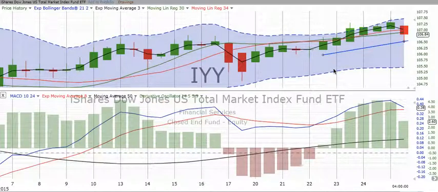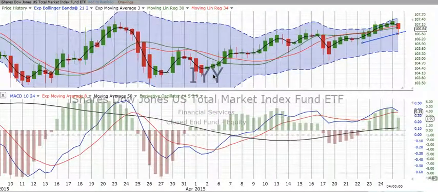The problem that we get into in the summertime doldrums is that we lose volume. That means that a lot of the big money leaves the market, so the market sort of meanders, and it's harder, much, much harder to chart. That's what we're interested in doing.